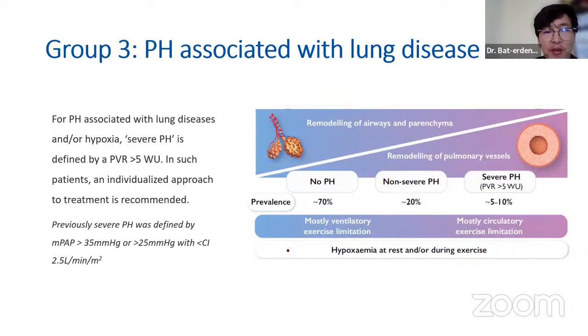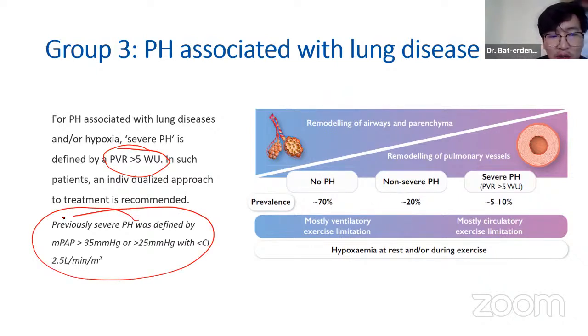Group 3, related to lung disease, is also very similar, but over 5 Wood units is the new updated definition of severe pulmonary hypertension in these patients. Previously, severe pulmonary hypertension was a mean pulmonary artery pressure over 35, but that does not exactly tell the patient's prognosis or treatment. So the guidelines said using the pulmonary vascular resistance is very important for determining whether this patient is severe or not severe.